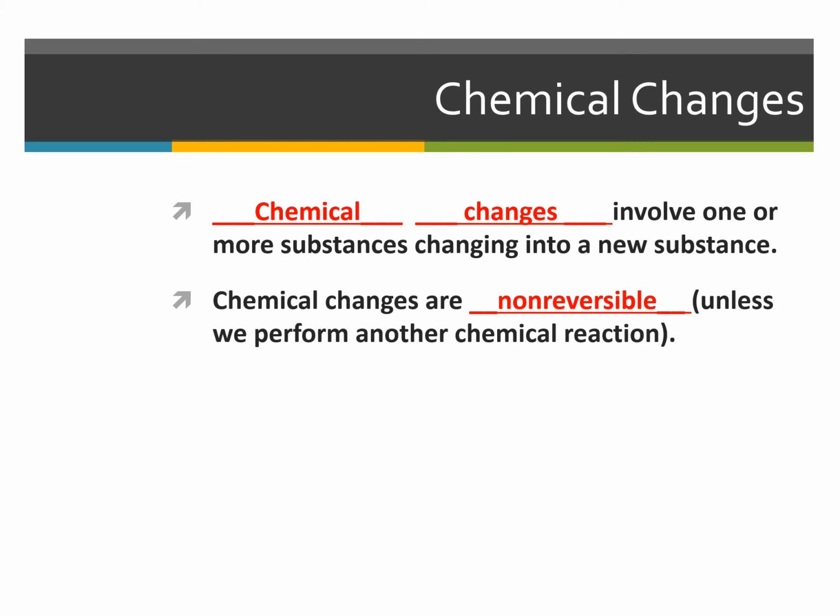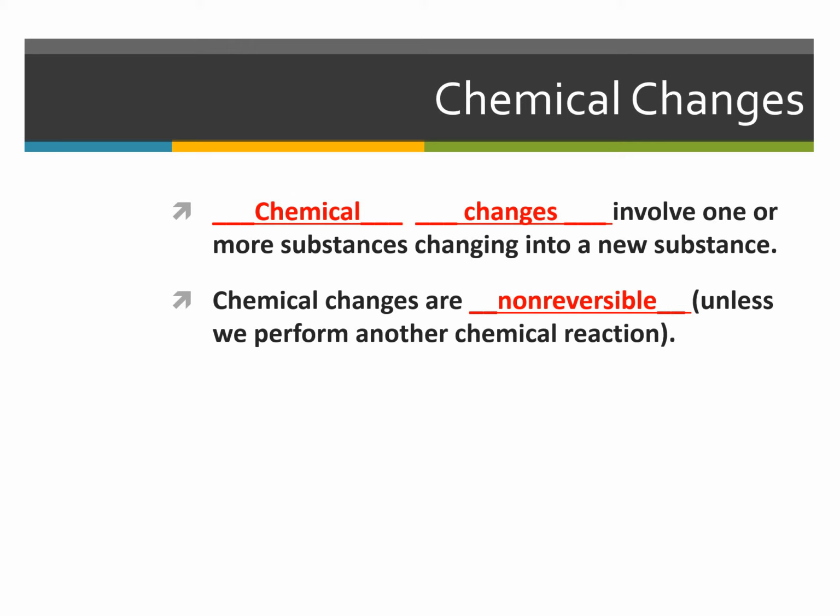Chemical changes involve one or more substances changing into a new substance. So once again, the keyword is we are changing into a new substance. Anytime you have a new substance, it's going to be a chemical change. Chemical changes are non-reversible unless we perform another chemical reaction. So for this class, whenever a chemical change happens, we're going to say it's non-reversible, that it can't be undone.